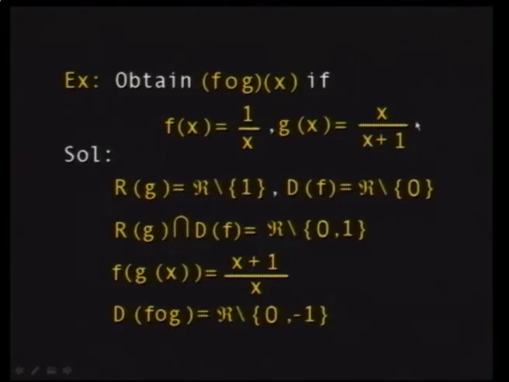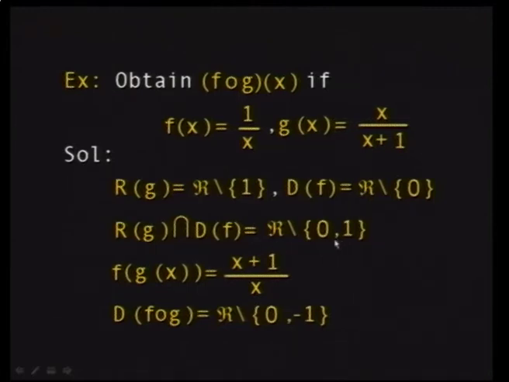Why is that? Because if you put 1 here, you get x equal to x plus 1. In other words, 0 is equal to 1, which is impossible. So the range of g of x is R except 1. Now you intersect with the domain of f. The domain of f is R except 0. Is there any intersection between the two? Indeed, yes. It's R except 0 and 1.